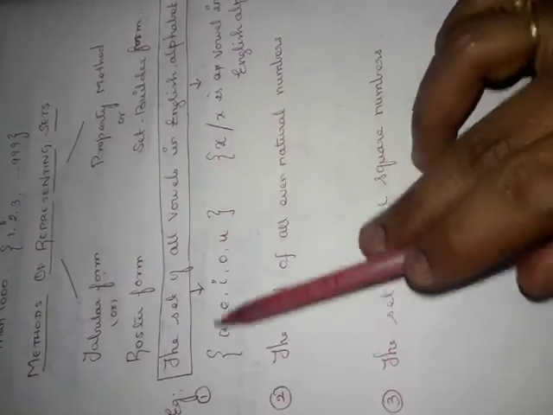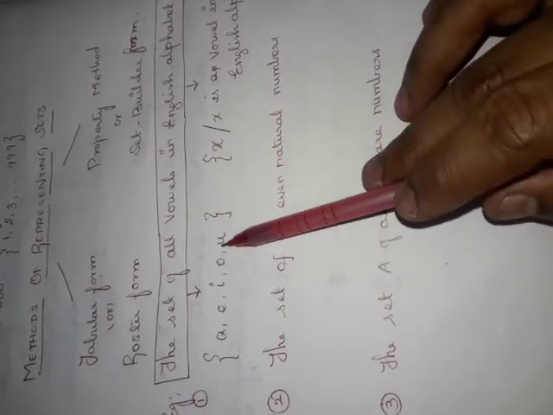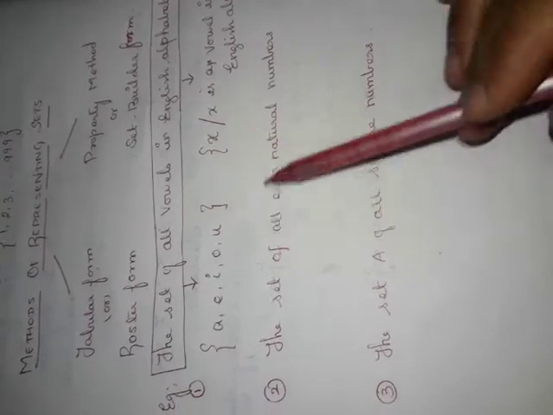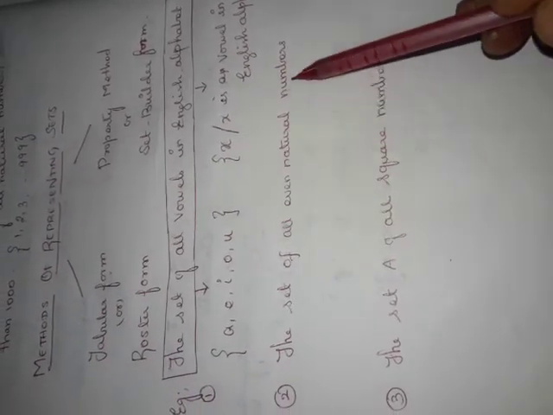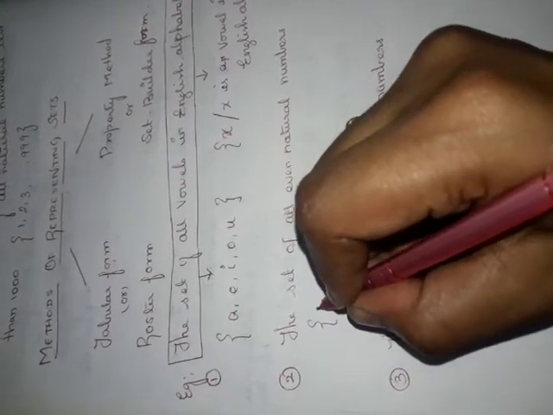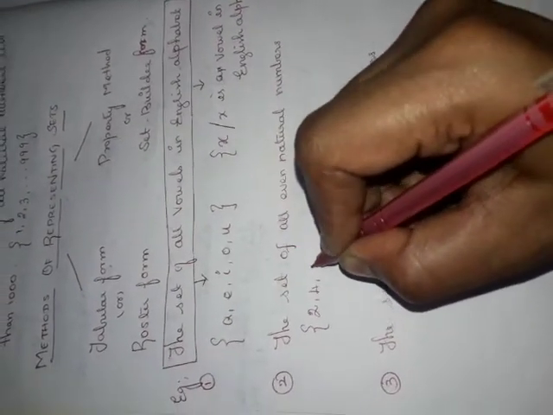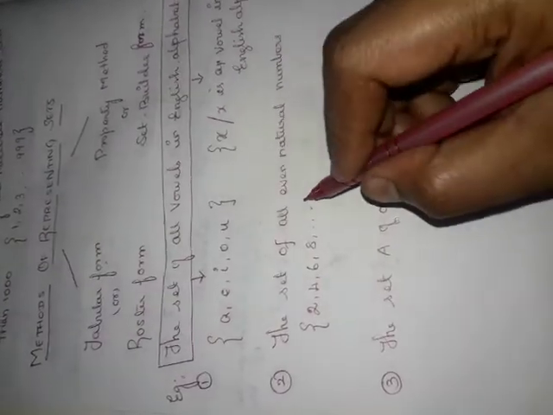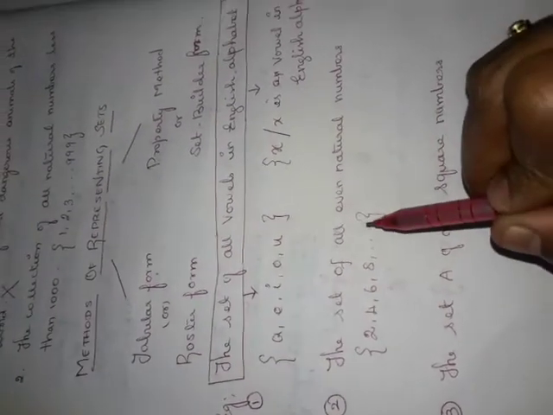The set of all even natural numbers. How can we express this in tabular form? Tabular form, as I told, should be expressed within the flower braces, and each and every element of the set should be separated by commas. It is clearly given even natural numbers. Natural numbers start from 1, but since it is given as even natural numbers, it will start from 2, right? 2, 4, 6, 8, etc. It denotes all even natural numbers, so we don't know the ending number, right? So this is expressed in tabular form.